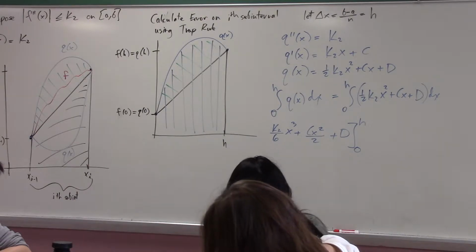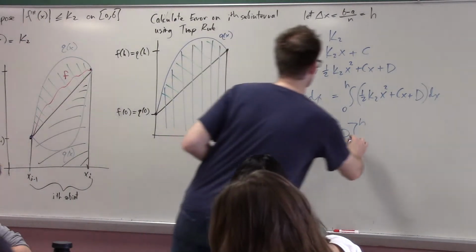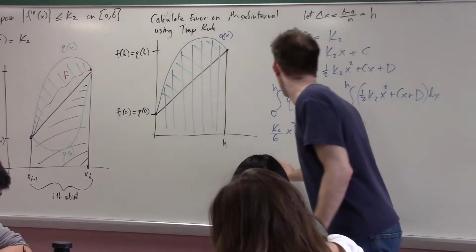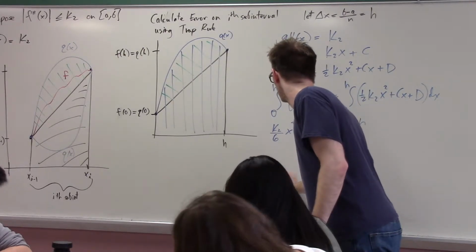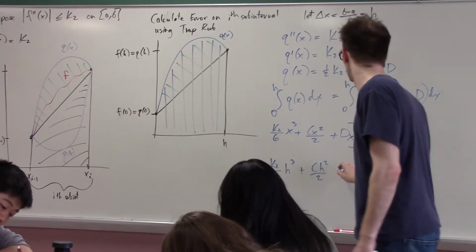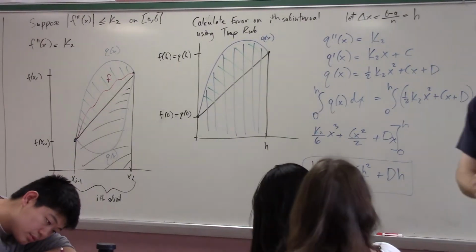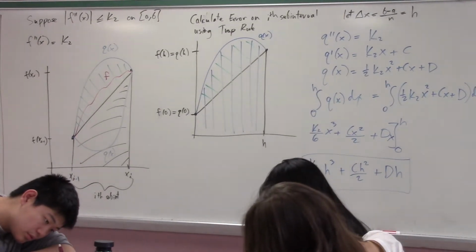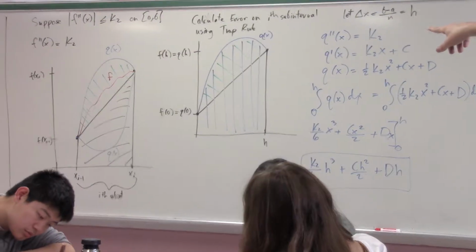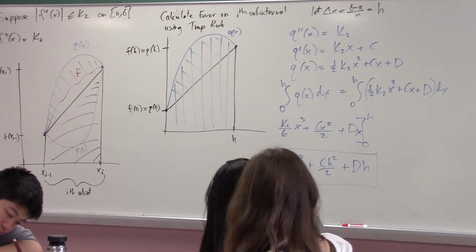Are we okay? Is that the end? Oh, dx, yep, oops. Now I plug in the h, and I get, finally, k2 over 6 h cubed plus ch squared over 2 plus dh. And what does that expression represent? It's not the error yet. It's just the area under the curve, the blue area, basically.